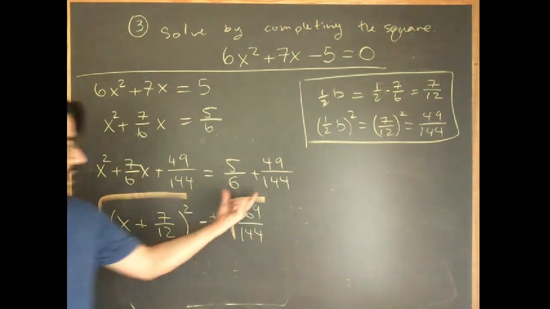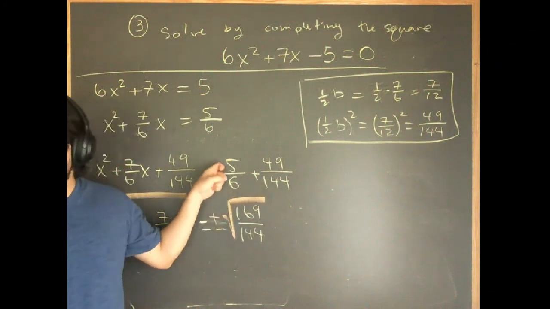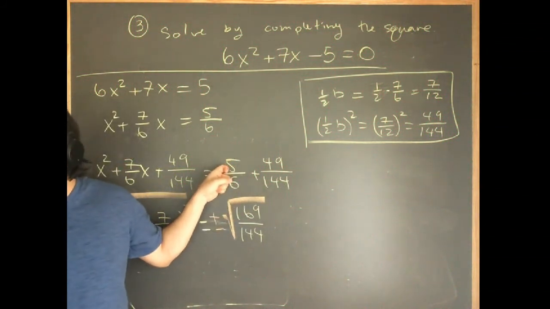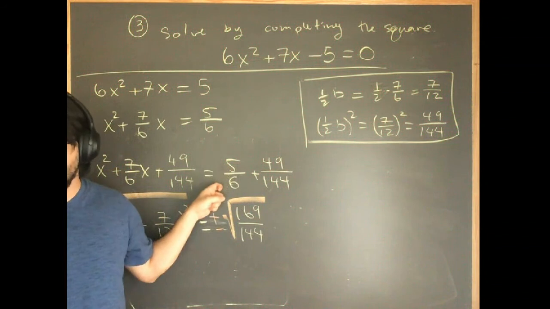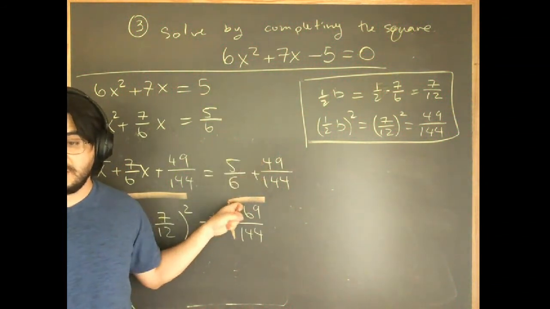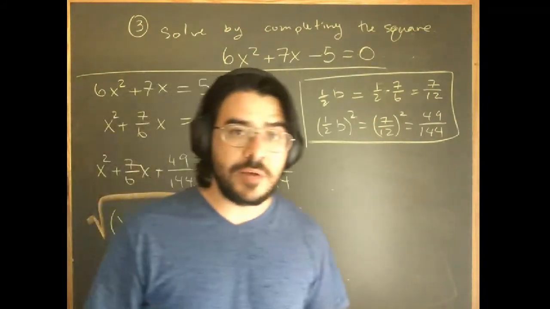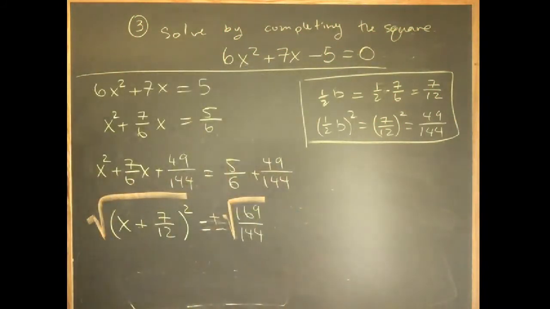Ali, we added these two guys together. The common denominator is 144. Here, when you rewrite this as a fraction of 144, you get 120 over 144. 120 plus 49 is 169, and then the denominator stays the same, 144. So you have to find that common denominator of 144 first.